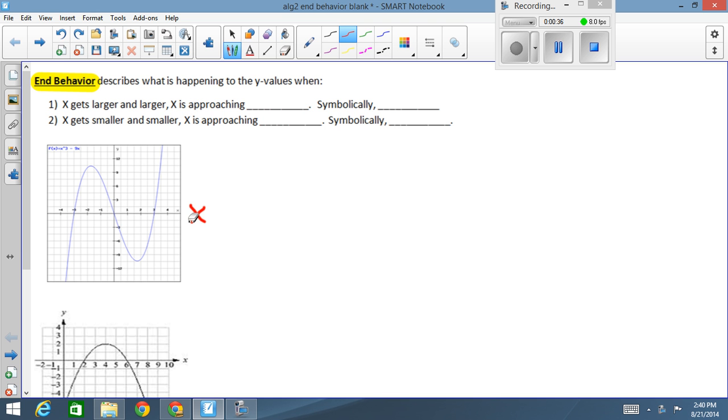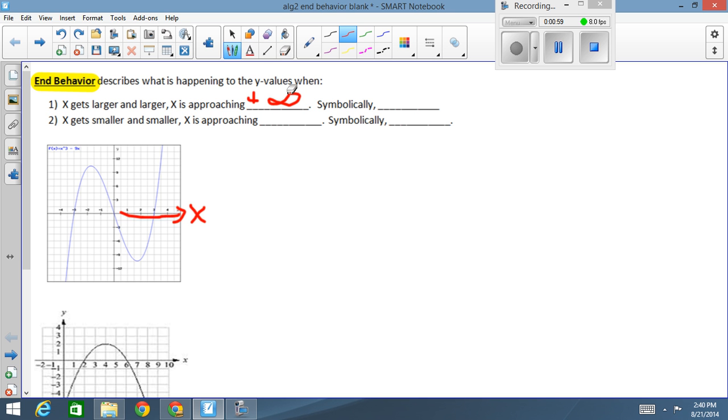Essentially the question we're going to ask ourselves is, what is happening with the function when the x is approaching negative infinity or positive infinity? Okay? First, let's talk about positive infinity. When x is getting larger and larger, meaning when we move in this direction, we're moving towards positive infinity.